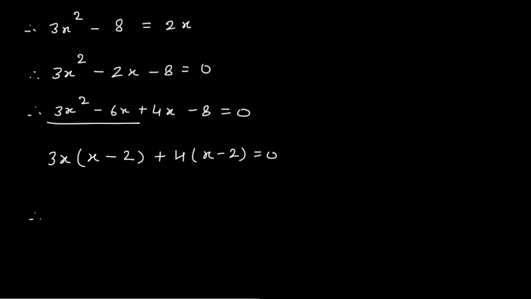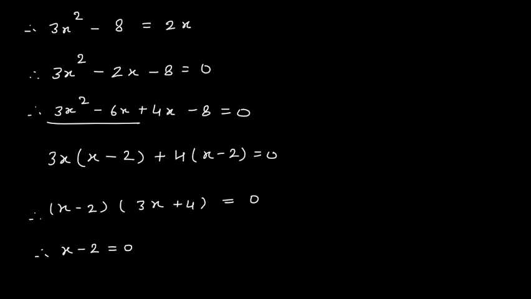So therefore I will get x minus 2 in one bracket and 3x plus 4 in the other bracket, and the result is 0. So therefore we say that x minus 2 is 0, or we will say that 3x plus 4 is 0.